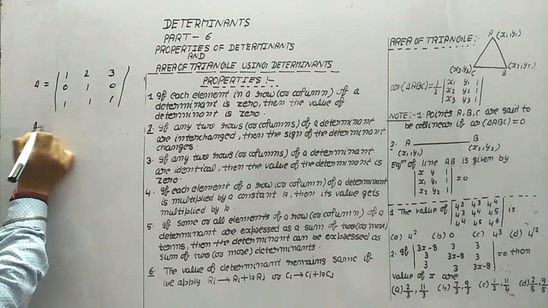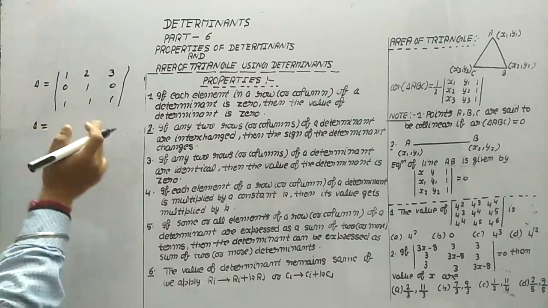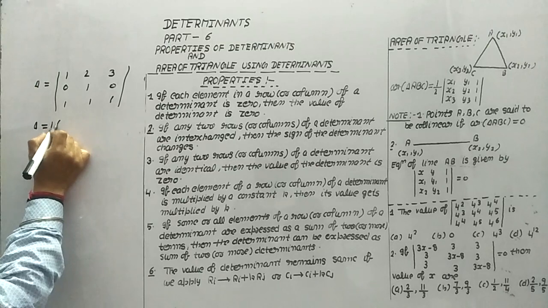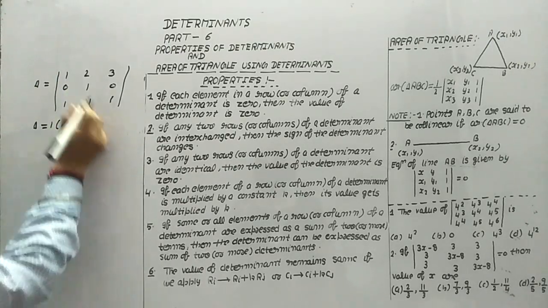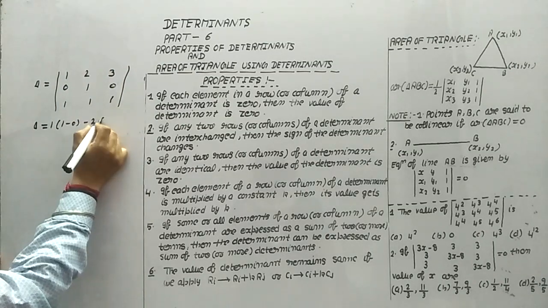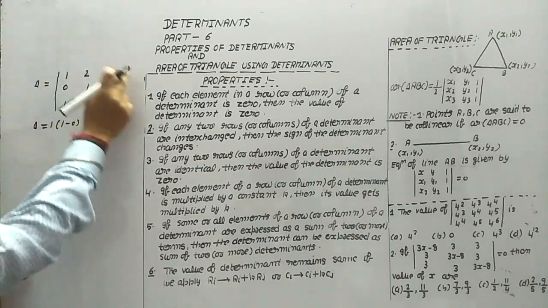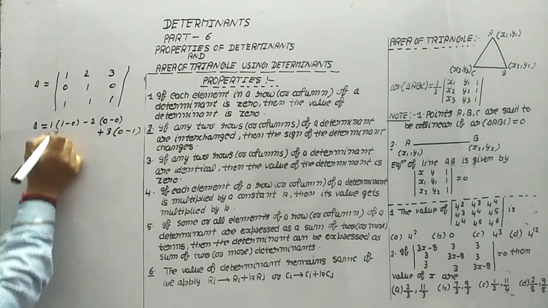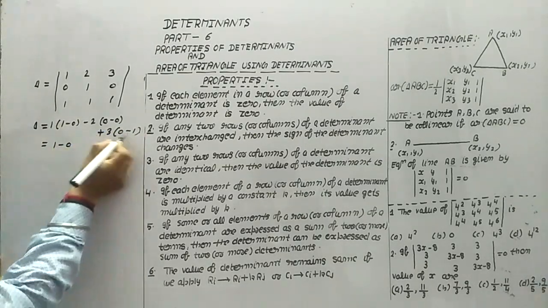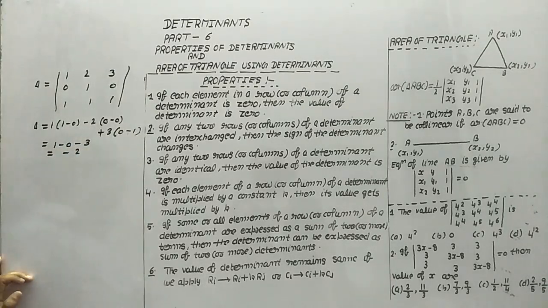Now if I calculate the value of this by expanding along the first row, see how it will be calculated. 1 into (1 1 minus 0), minus 2 into (0 minus 0), then plus 3 into (0 minus 1). Now look at this: 1, this is 0, this is minus 3, it means the value is minus 2.